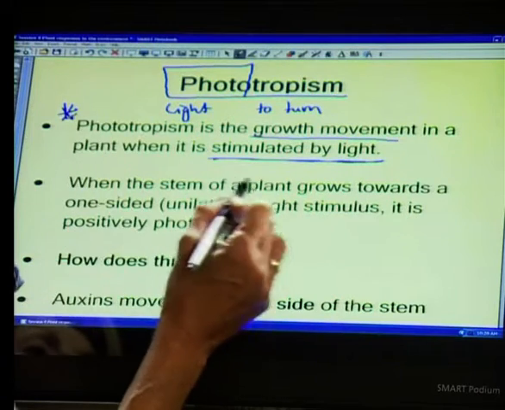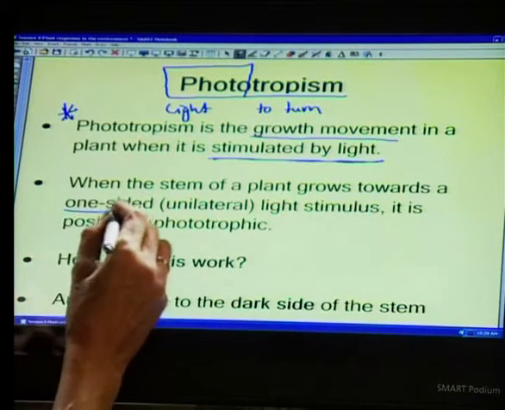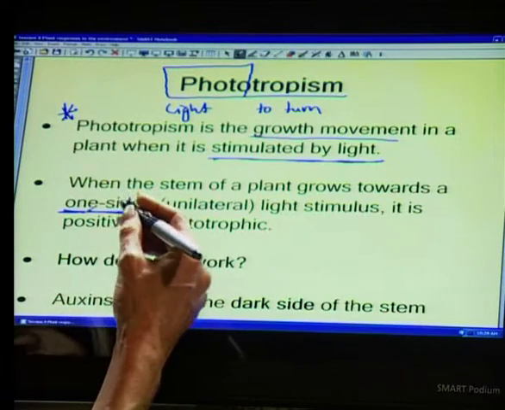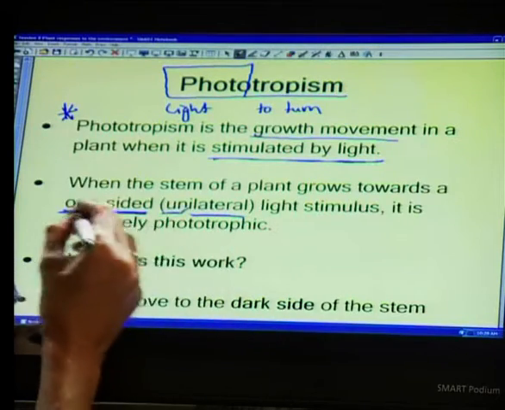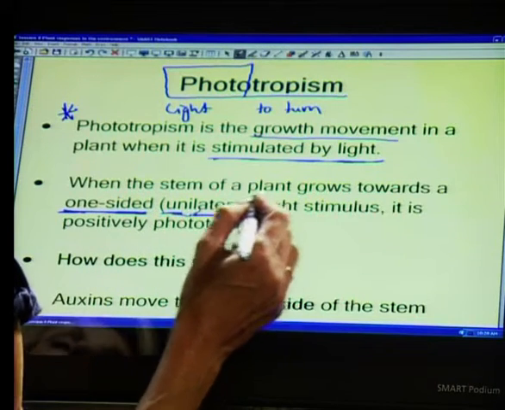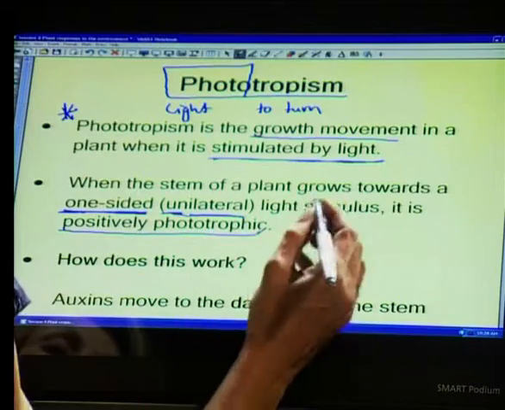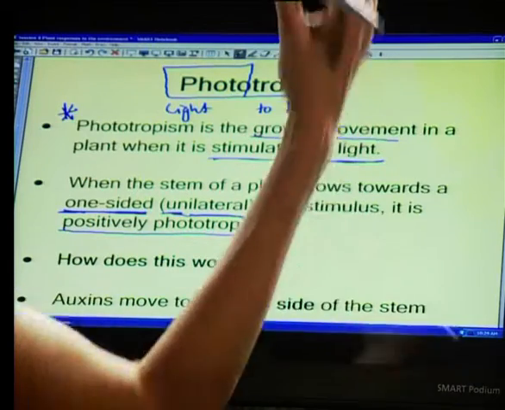Now, when the stem of a plant grows towards a one-sided, they're not going to use one-sided in an exam, because you are grade 12s, you are supposed to know words. So I put one-sided here so that you remember. One-sided means unilateral. Uni means one, and lateral means from the side. So one-sided would be a unilateral light stimulus. It is positively phototropic. So when this plant is getting light only from one side, it's going to grow towards that light.